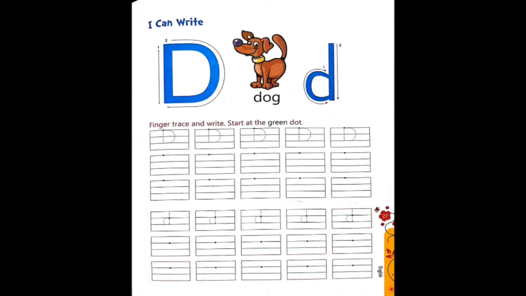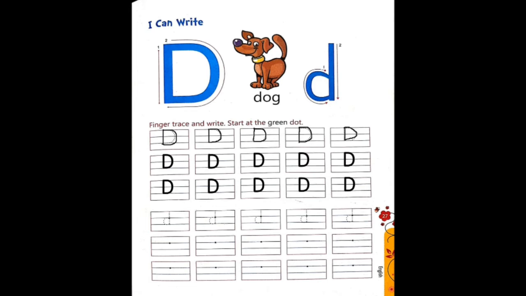Okay, take your pencil and start from the green dot. A standing line and a curve is capital letter D. A standing line and a curve from the first line to the third line is capital letter D. Okay, children, keep telling and writing. Say and write capital letter D. You have to write in the other two rows also like this.